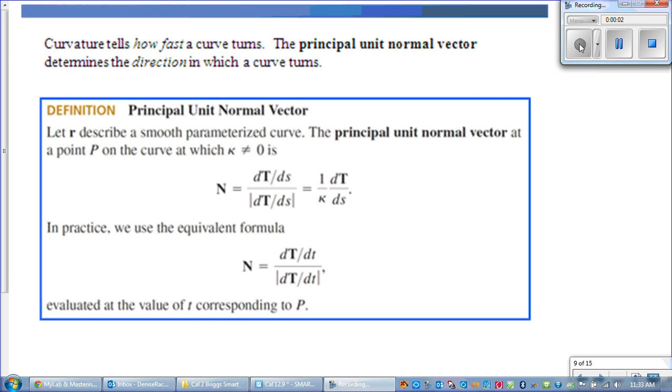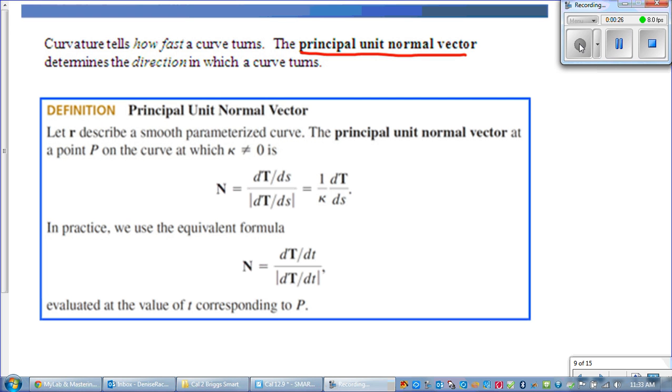Okay, we wanted to find the change in the velocity. Curvature was the change in the speed. So now we want to focus on change in direction. Curvature tells us how fast a curve turns. The principal unit normal vector will tell us the direction the curve turns.